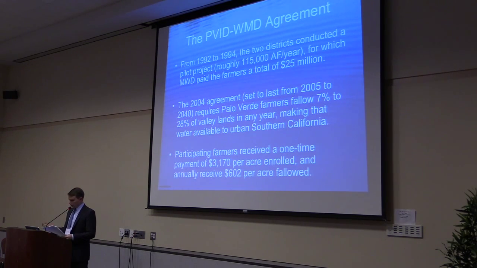In addition to other payments, which I'll get into in a minute, Metropolitan paid each participating farmer $3,170 per acre for enrolling in the program, and pays an inflation-adjusted rate per acre fallowed in a given year. It started out at about $602, obviously is more now.